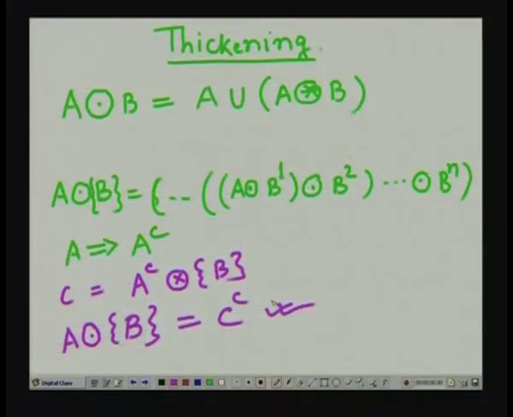Now, there may be one problem, that while doing this operation, there may be some spurious points which will arise in the thickened version of the point set A, which can be removed by some post processing operation like opening, closing and so on, and finally, what we get is the thickened version of the point set A.